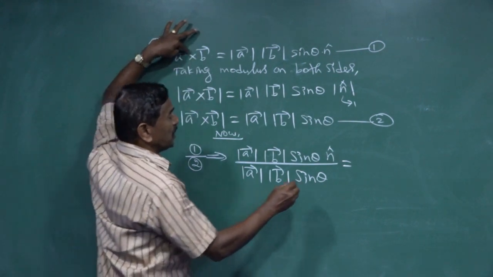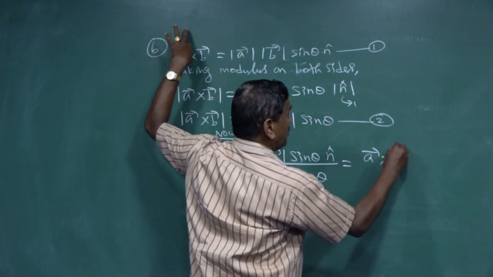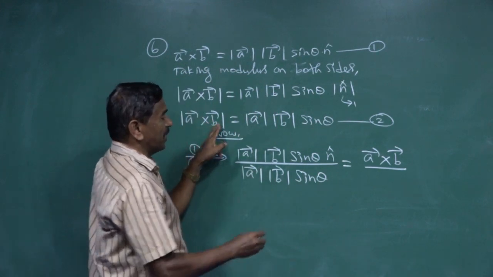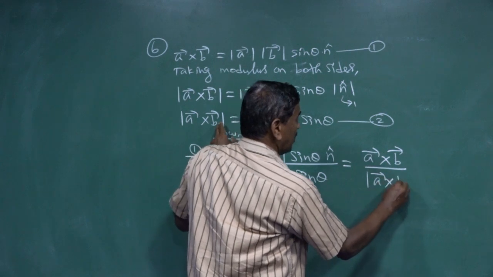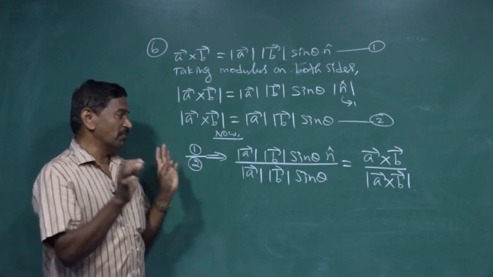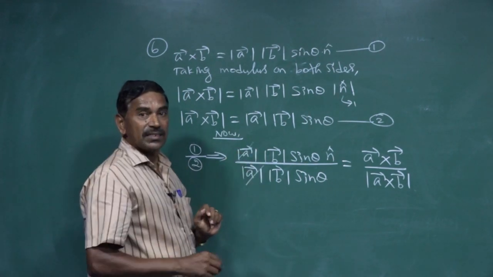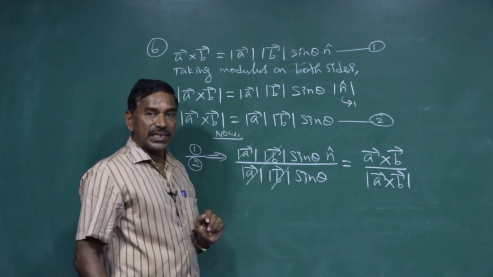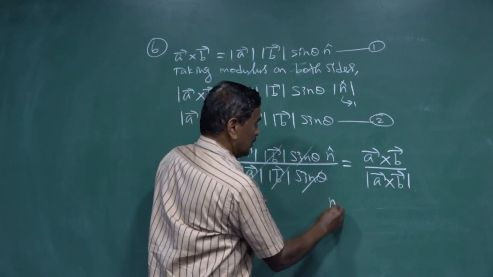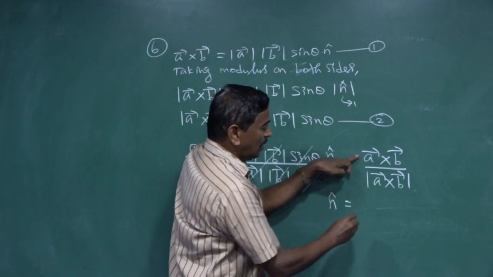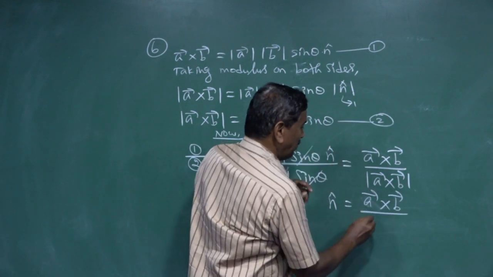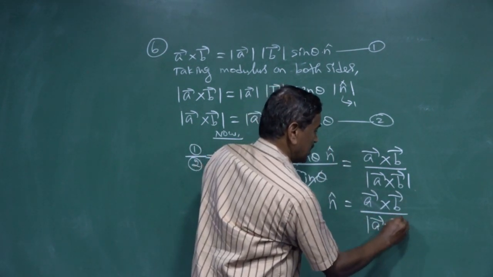What is the left hand side? The left hand side is a vector cross b vector divided by modulus a vector cross b vector. Now any simplification? Modulus a vector cancels, modulus b vector cancels, sin theta cancels. What is remaining? n cap. So n cap is equal to a vector cross b vector divided by modulus a vector cross b vector.